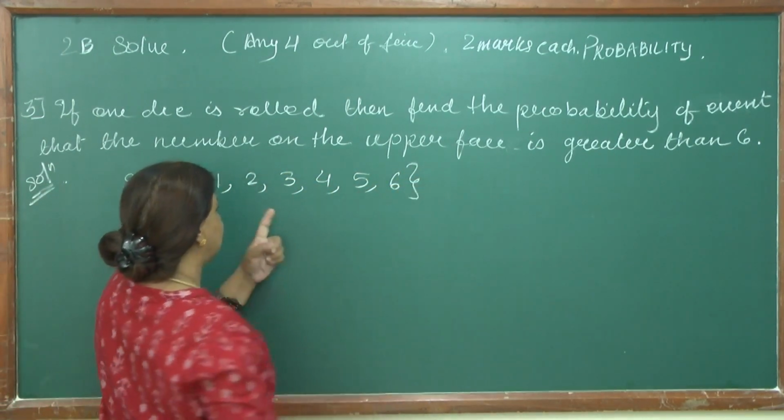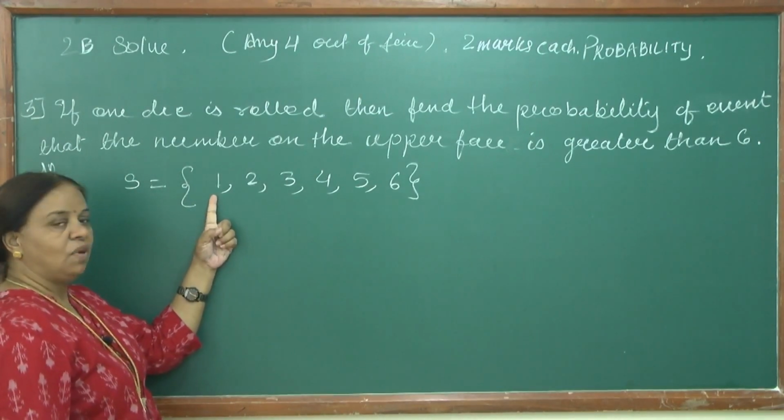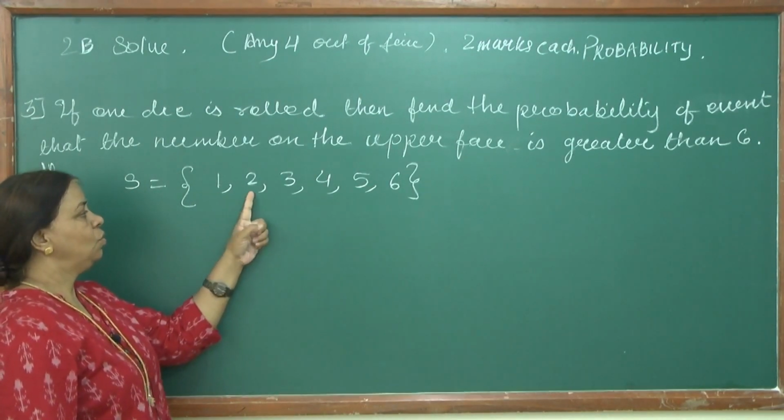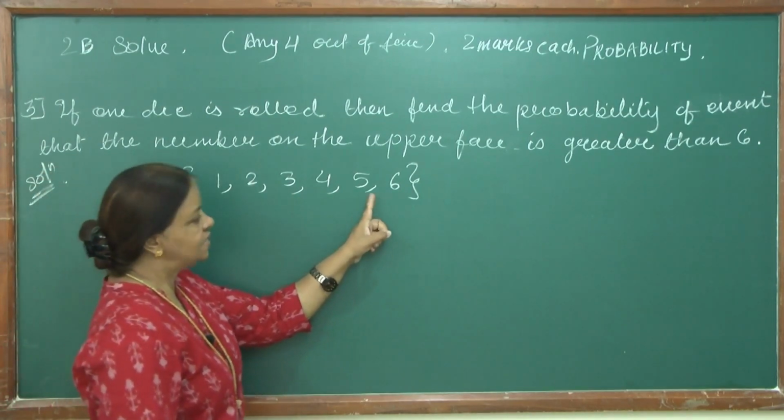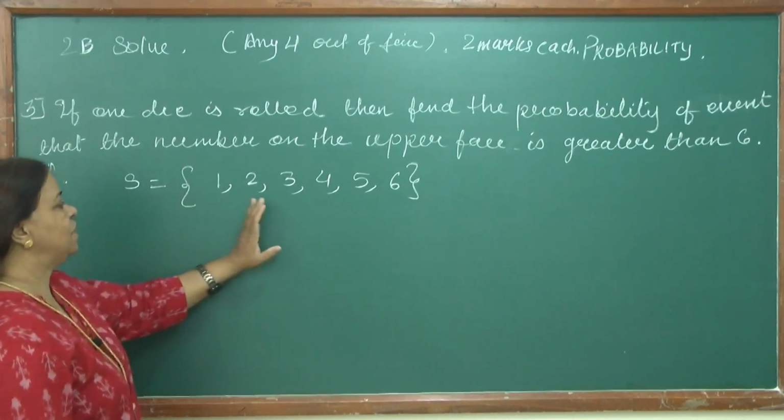You have seen the faces, there are dots. There is 1 dot on one face, 2 dots, 3 dots, 4, 5 and 6 like that. So the sample space would be this.